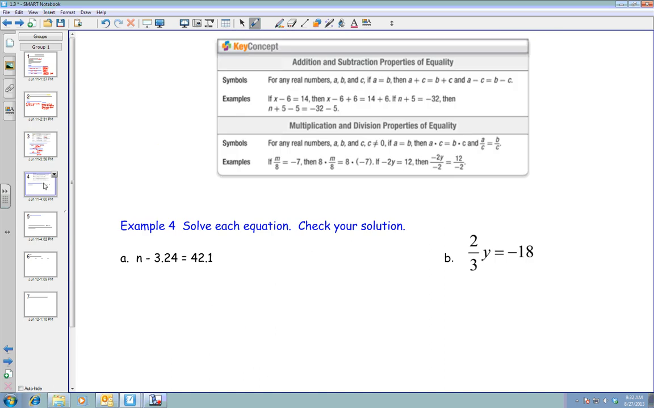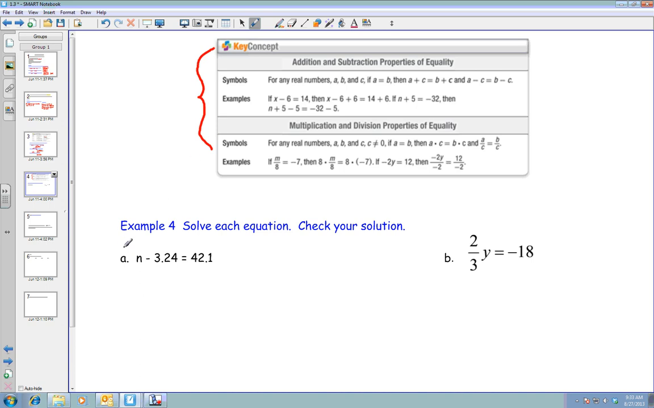Okay, so let's look at example 4. Solve each equation, check your solution. And they give us the addition and subtraction properties of equality and multiplication and division. Remember, this was also in our card game, but it also basically says that, remember back in Algebra 1, whatever we do to one side to keep the equation equal, we always have to do to the other side.